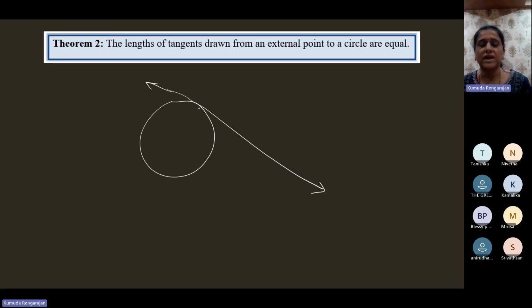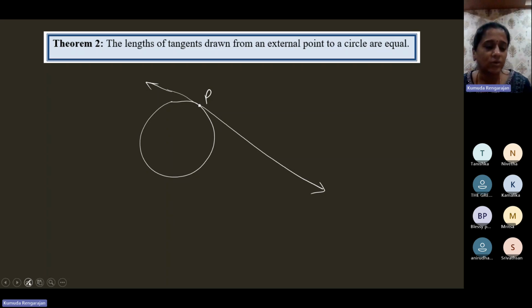This is a tangent. A tangent is a line. This tangent touches a circle, say at P. What is a tangent segment? Like a line segment is a part of a line, in the same way, a tangent segment is a portion or a part of the tangent.